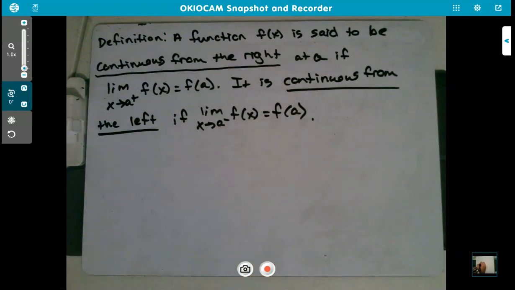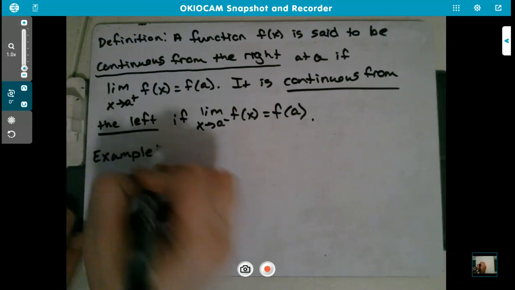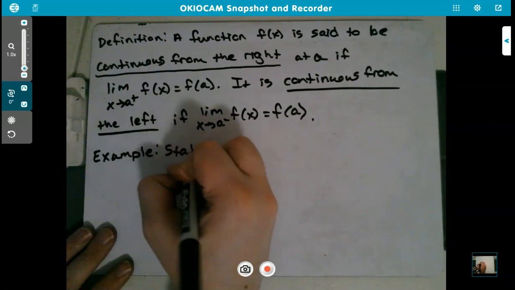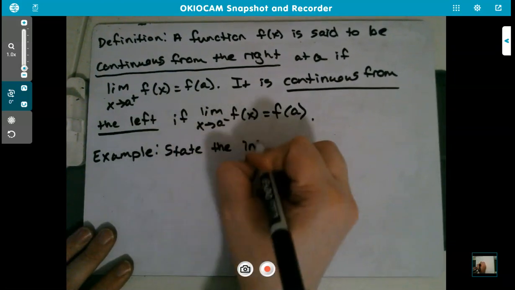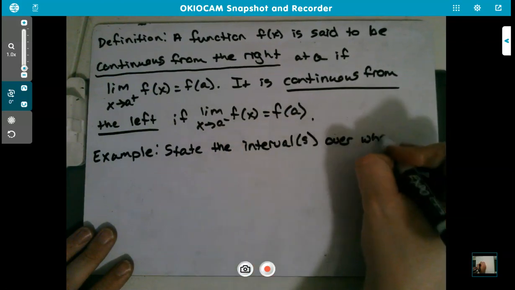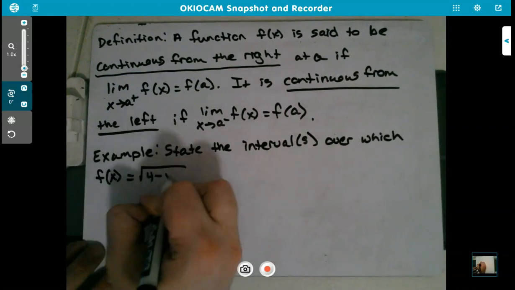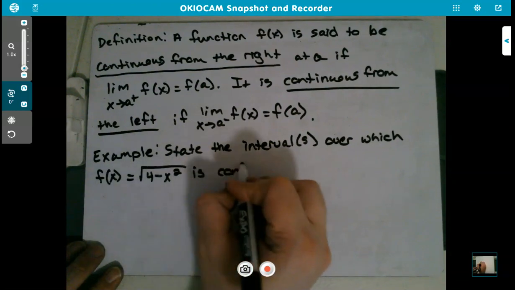So for these two, I really only care about what's happening on the right or the left. Now, you may want to know, why does that matter here? What is the point of that? Well, let me show you why that matters with an example. State the interval or intervals over which the function f of x equals the square root of 4 minus x squared is continuous.